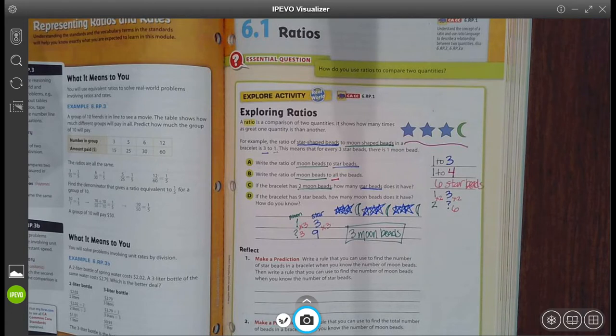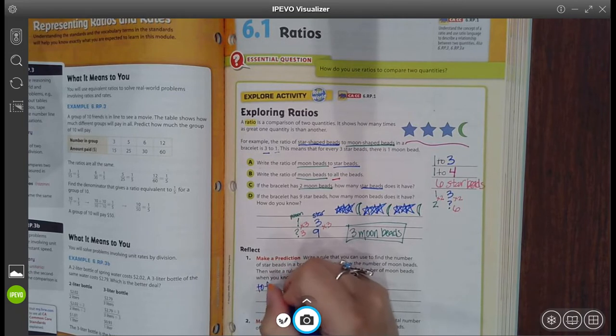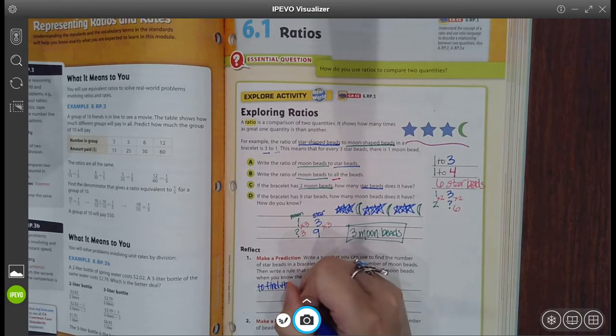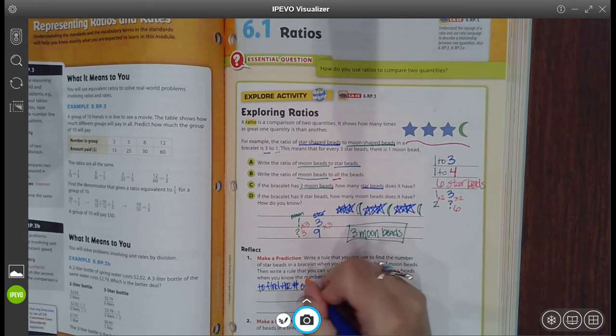So let's go a little bit further on that. It says make a prediction. Write a rule that you can use to find the number of star beads in a bracelet when you know the number of moon beads. So let's focus on that part of the sentence first. So to find the number of star beads.